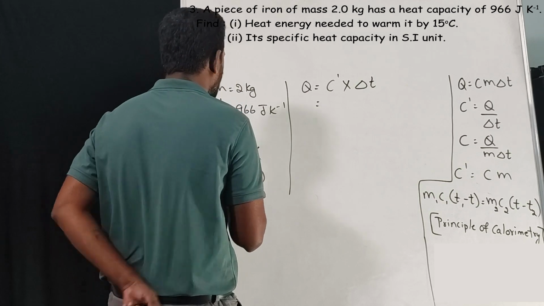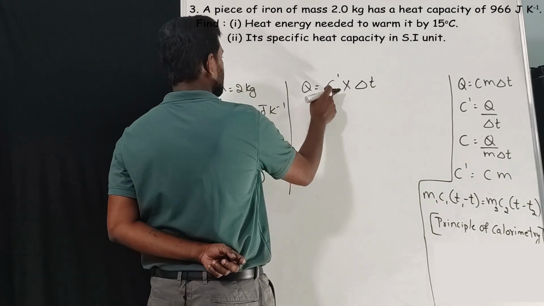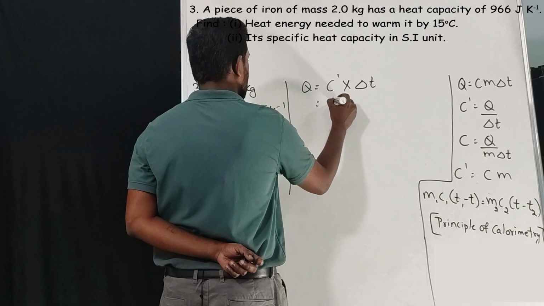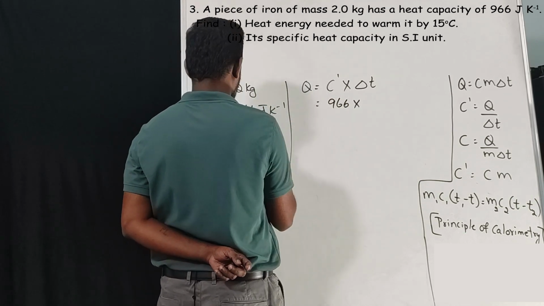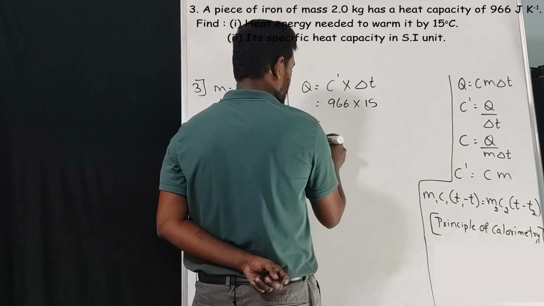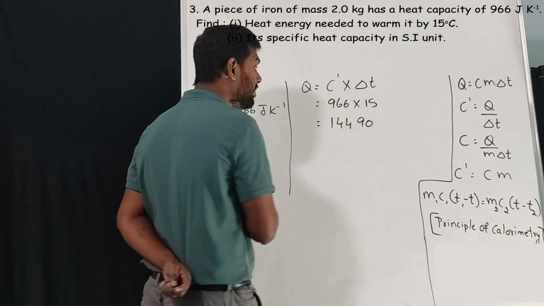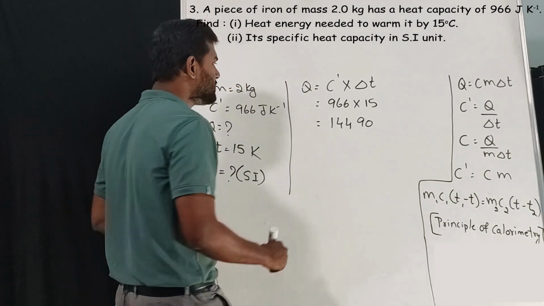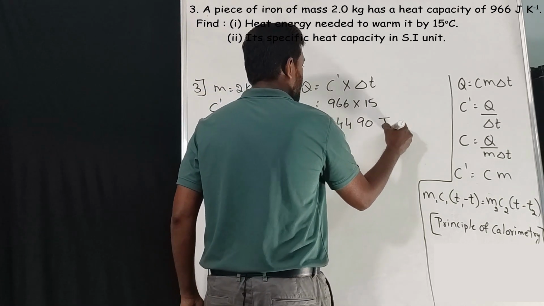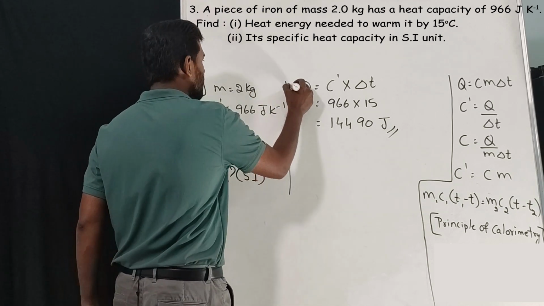So the answer will be, first we'll substitute the values. Here C dash is 966 and delta T is 15. Once you multiply this, you get 14490. What we are finding? Q. Q is nothing but heat energy. The unit will be joules. That's it. This is the answer for the first sub question.